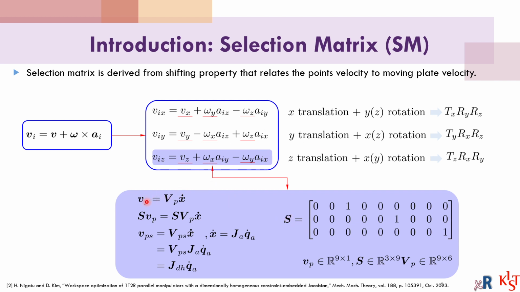So by multiplying the point velocities with the selection matrix, we can obtain the relationship between independent components of the point that represent the motion of the moving plate with the Cartesian velocity. And from the forward rate kinematic relation, we have the task velocity and actuated joint velocity relation. So by combining this, we can obtain the relationship between selected independent component and actuated joint velocity, and that Jacobian that relates those two terms is called dimensionally homogeneous Jacobian, which has a dimension of 3 by 3 in this particular case.